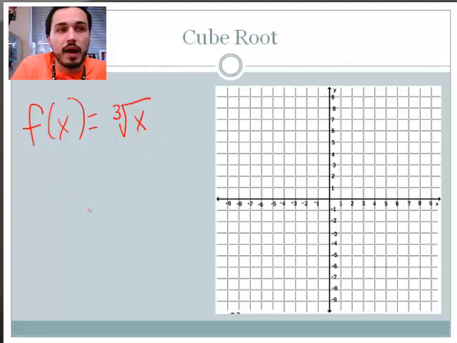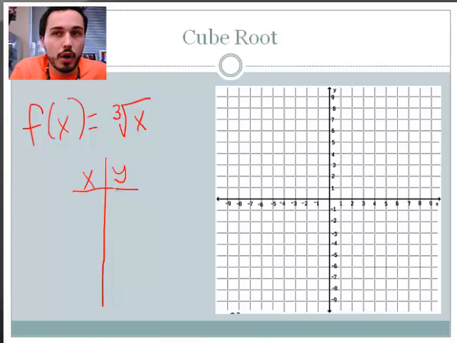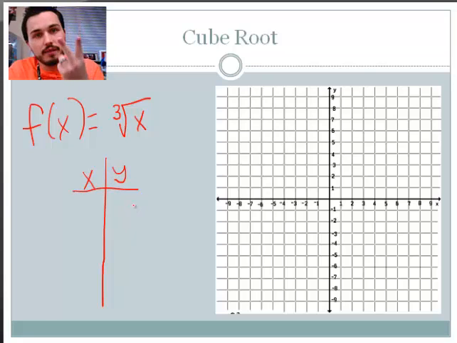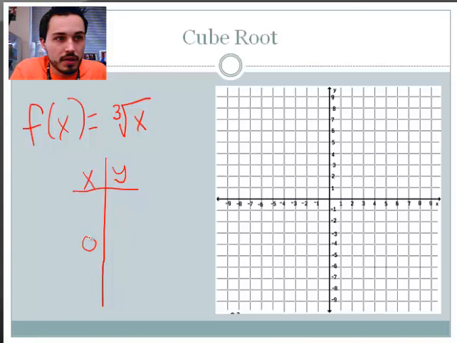And then how we draw this is we make an x and y table, and we're going to have to think of numbers that you can perfectly cube root. And again, cubing just means a number times itself, so that's 3 times. An easy one to start with would be 0. The cube root of 0 is still 0 because 0 times 0 times 0 is 0. So I can graph (0, 0). That's a given. And then I know that the next cube number is 1 because 1 times 1 times 1 is still 1.